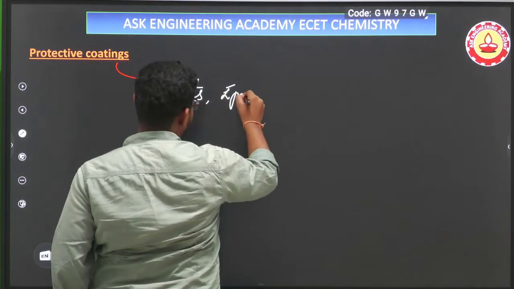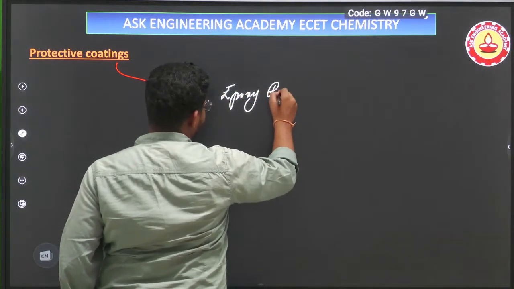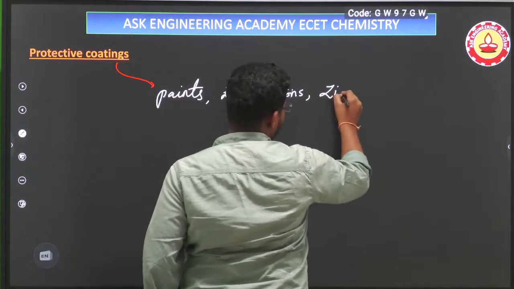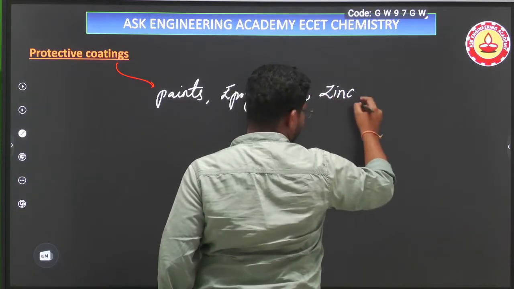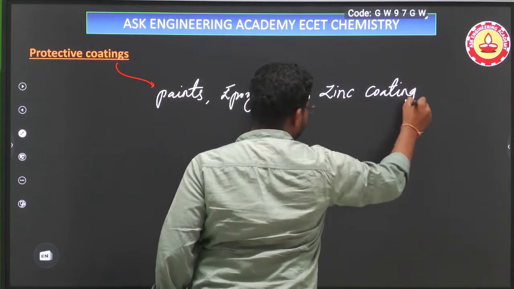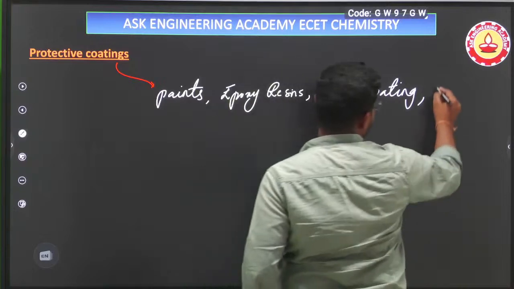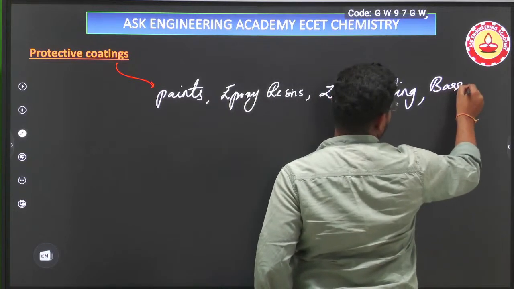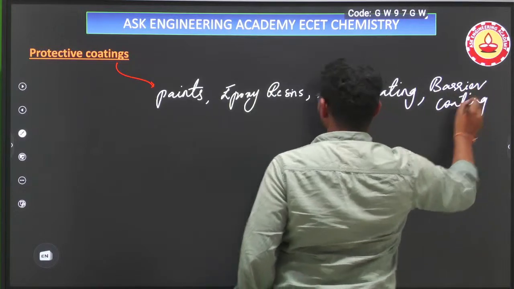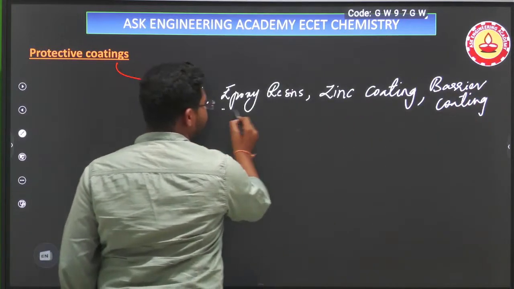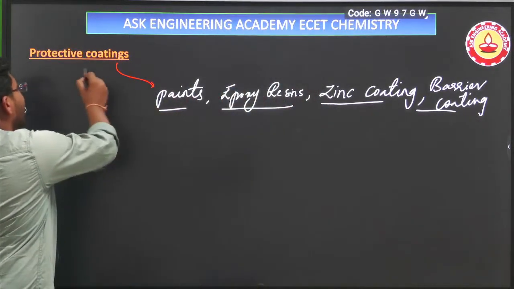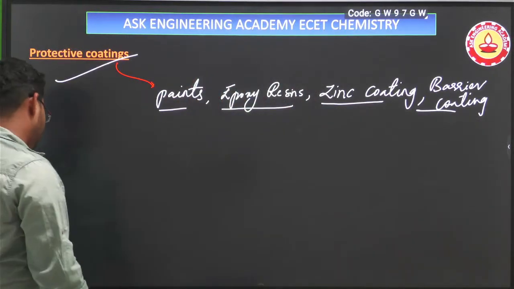Epoxy resins, and again by coating the metal surface with zinc coating, it is also called galvanization, zinc coating. And next, barrier coating. So these are the different types of agents generally used to prevent corrosion, especially in the category of protective coatings.